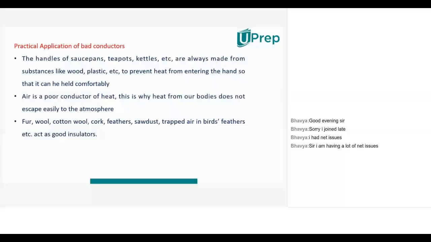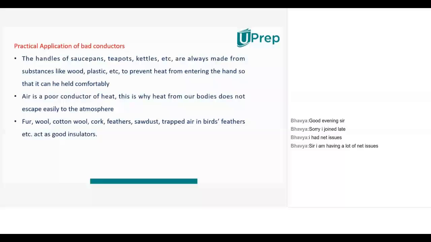And now let us try one question. Conduction cannot take place in which of the materials? Tell me. What will be your answer? Conduction cannot take place in vacuum. All are saying vacuum. Why vacuum? Why not copper? Why not iron? Why not aluminium?